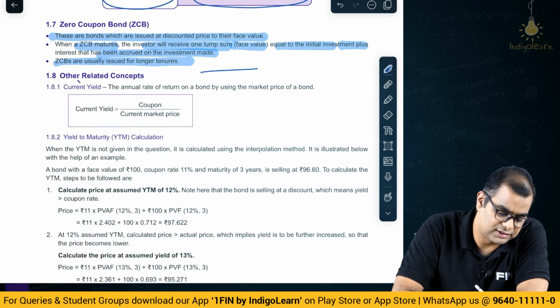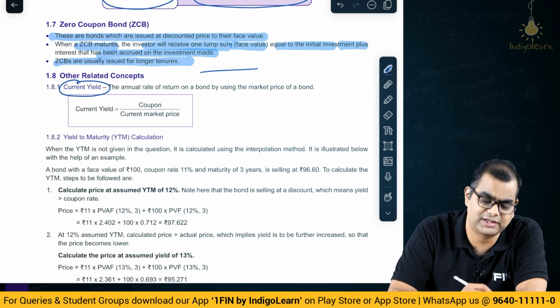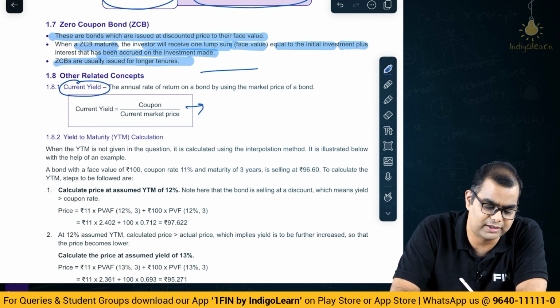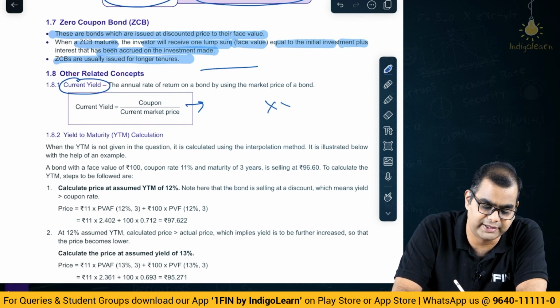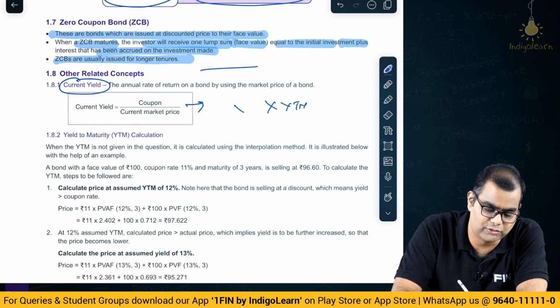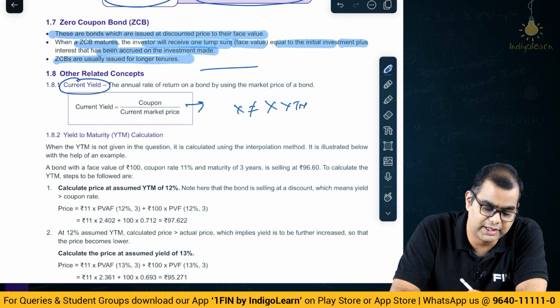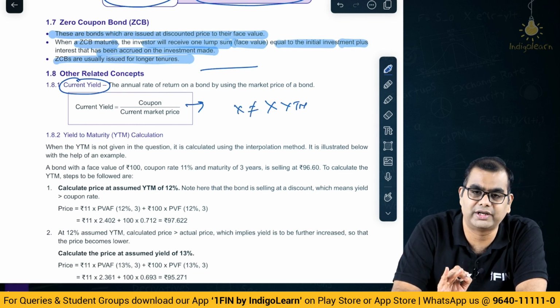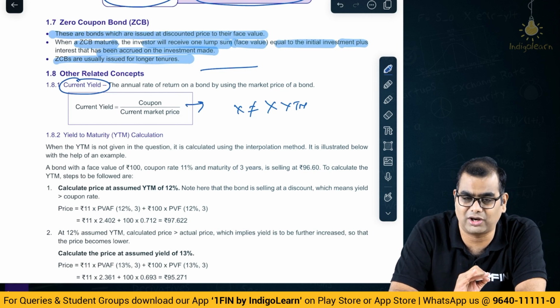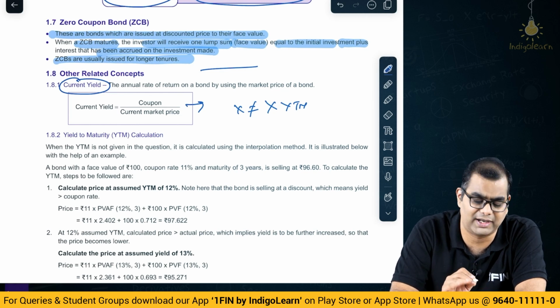Now, there are certain other concepts called current yield. What is current yield? It is simply coupon divided by current market price. Now, this is not equal to YTM. It is just a measure. It is not a relevant measure. Very rarely it is used in the market.